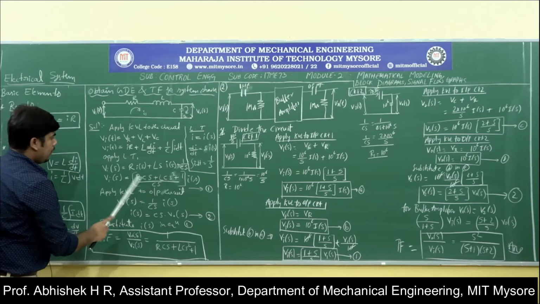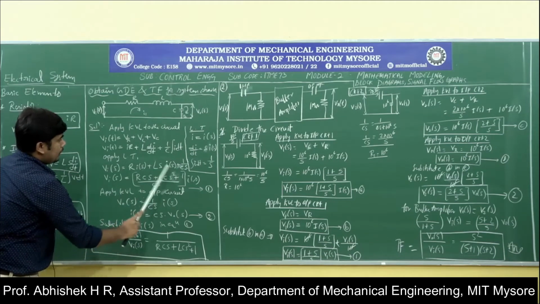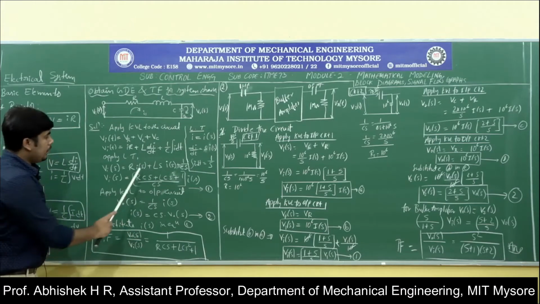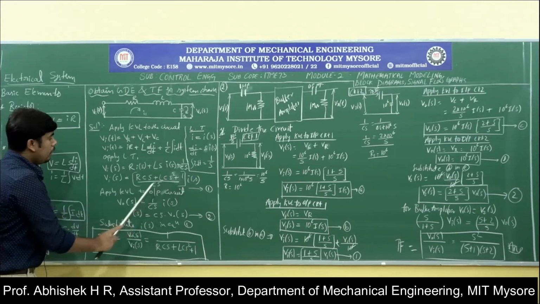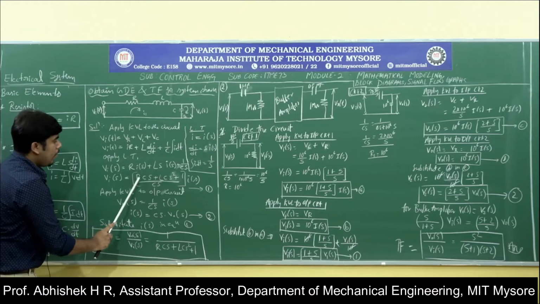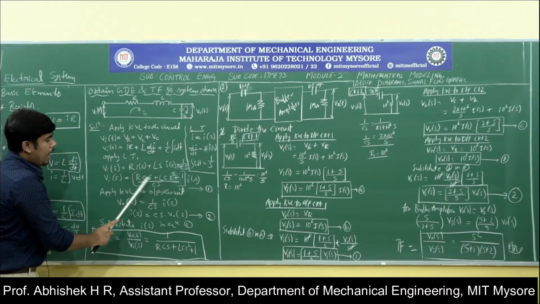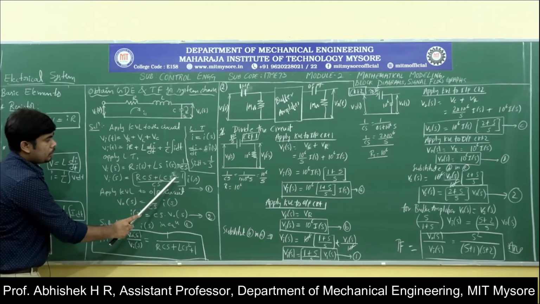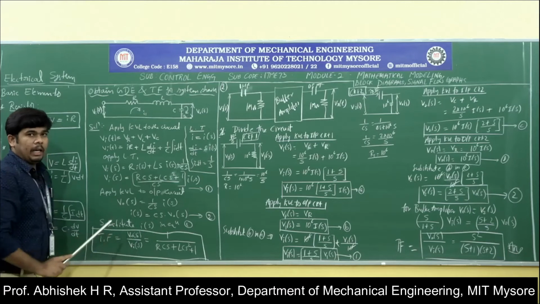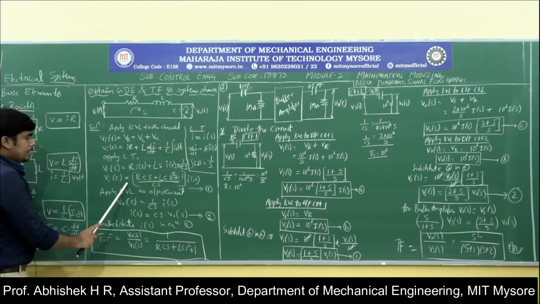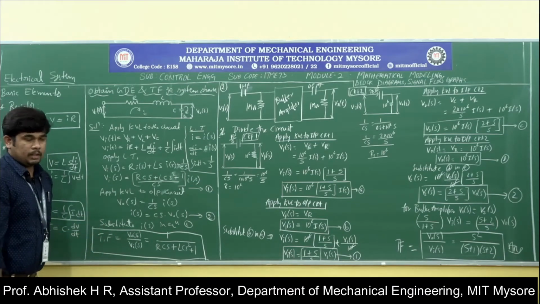Then in all three components I(s) is common, so take I(s) as a common factor. The remaining terms are R plus Ls plus 1 by Cs. If we take the LCM, it becomes RCs plus LCs square plus 1, the whole thing divided by Cs. So this is the input voltage of the circuit.